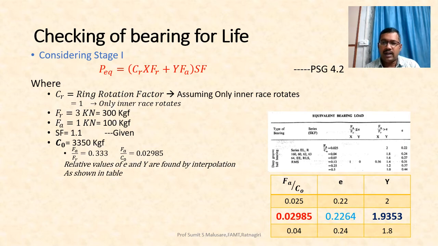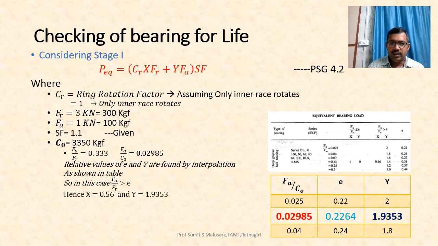Write down the corresponding values of E and Y for the interpolation. After the interpolation, I have got the value of E equal to 0.2264. Then FA by FR comes out to be 0.333, which is greater than 0.2264. So FA by FR is greater than the value of E.